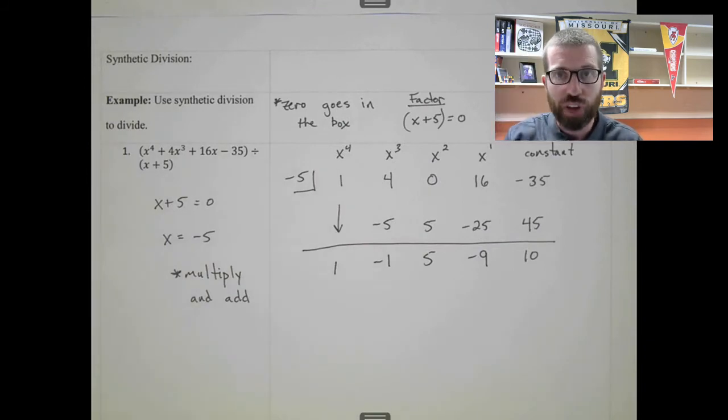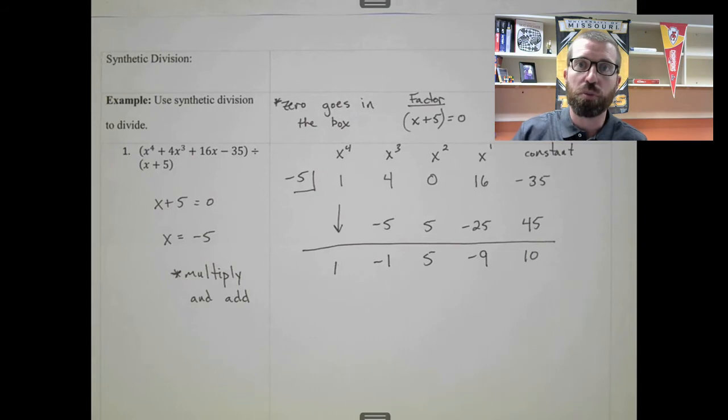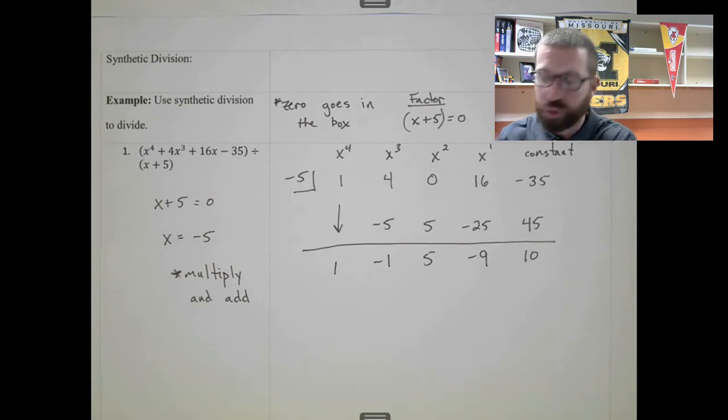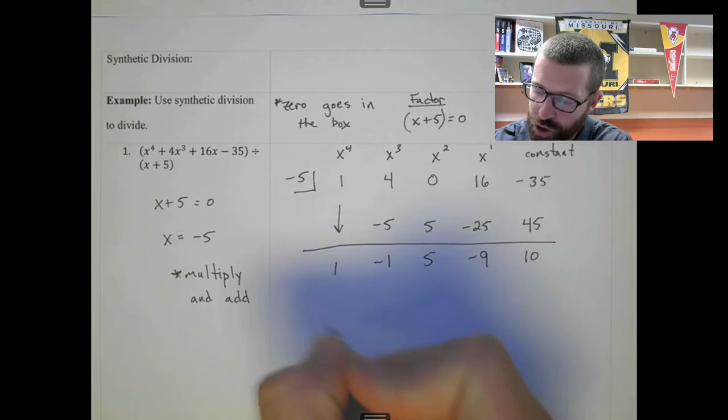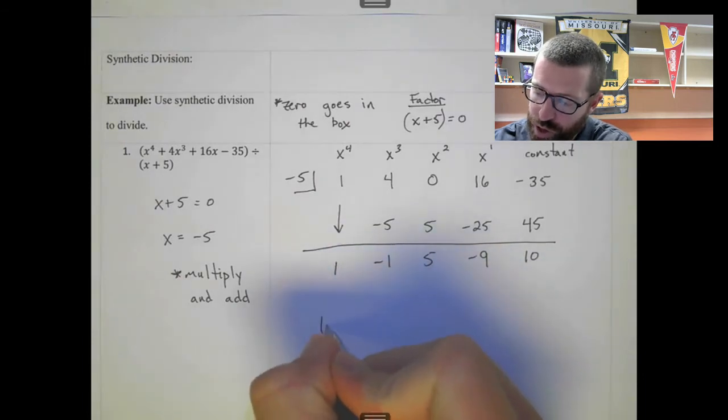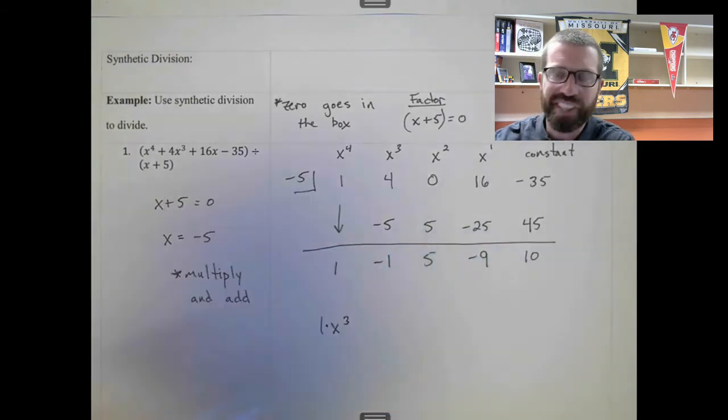So watch your signs is a big place for errors. And then also watch that you don't multiply when you're supposed to add or add when you're supposed to multiply. That's really easy to do in math. So work carefully. Okay, so then let's see what this means. What this means is this is 1x cubed. So go ahead and write the 1 there, although you don't need the 1.